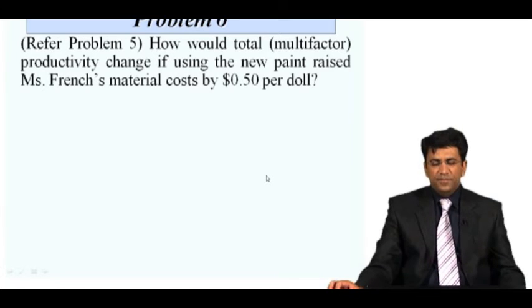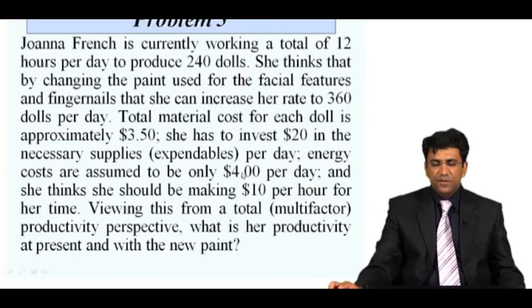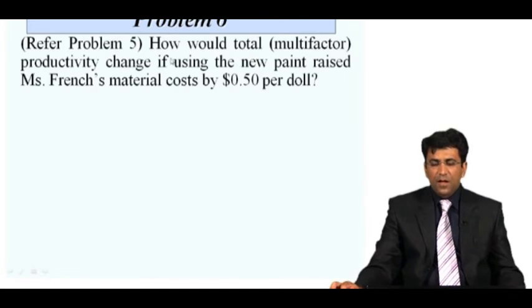Now, there is another problem, students. If we refer to problem 5, this is the problem we just referred to. How would total multi-factor productivity change if using the new paint raised Miss French's material cost by $0.5 per doll? So what happens if the material cost is increased by $0.5?